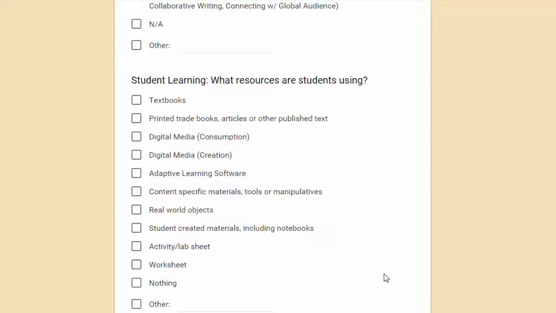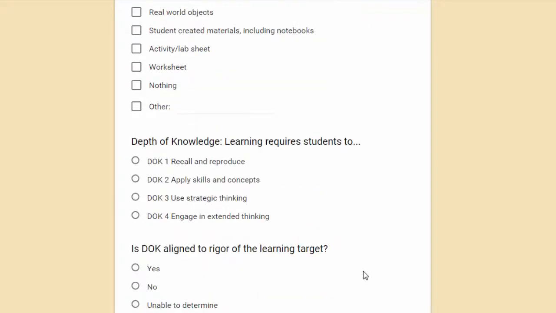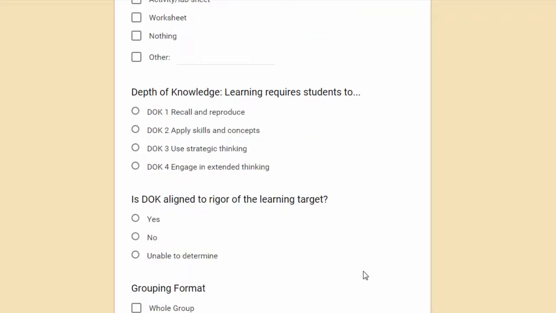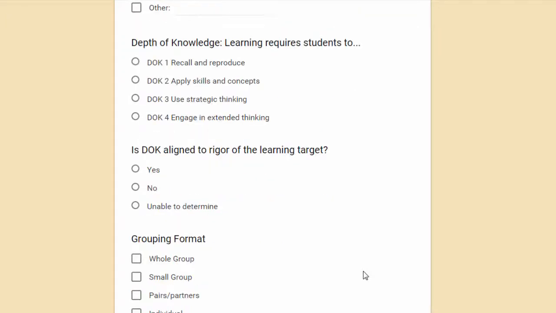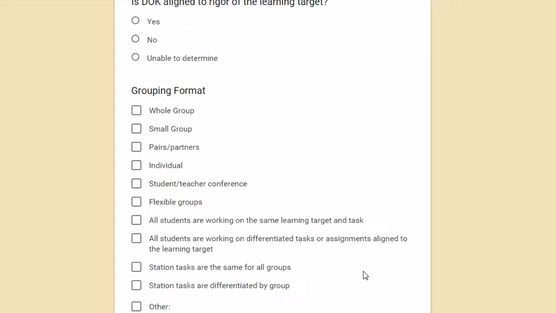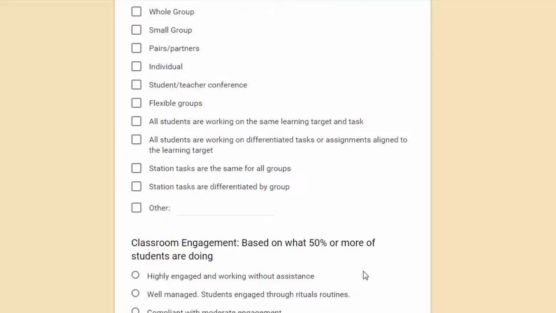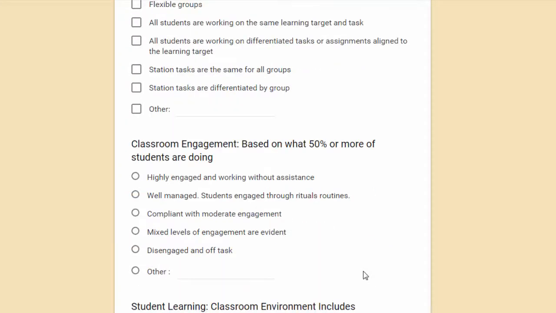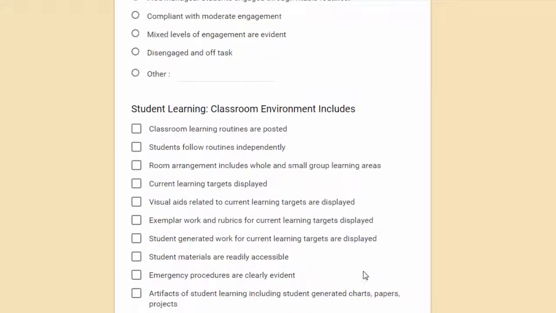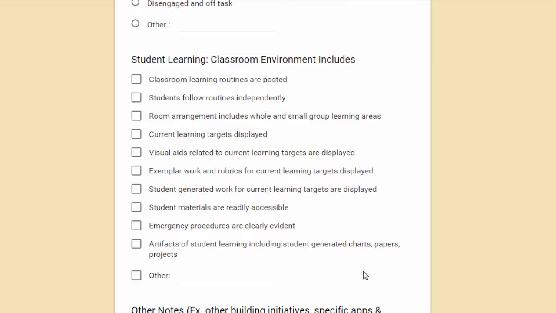We'll also take a look at resources that are being used within the classroom. And from there, we'll take a look at depth of knowledge and the alignment of the depth of knowledge to the rigor of the learning target. We'll look at grouping format, level of engagement based on what 50% or more of the students are doing, and lastly, the classroom environment.